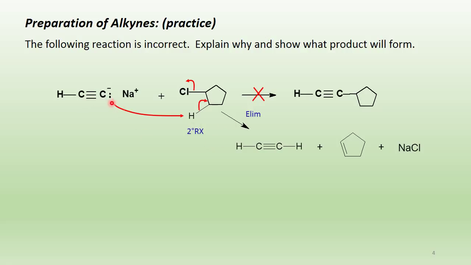The alkynide is reprotonated back to acetylene. The alkyl chloride, instead of adding to the alkynide, is reduced to an alkene, a cyclopentene, and in effect the reaction has failed. So the moral is you must use a methyl or primary alkyl halide to carry out the alkylation reaction of an alkynide.